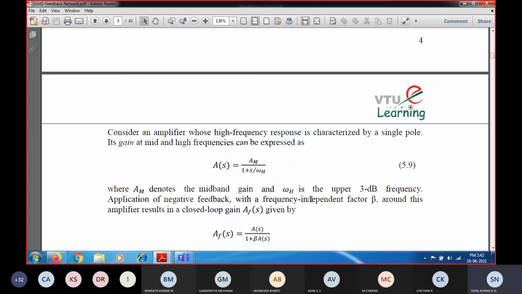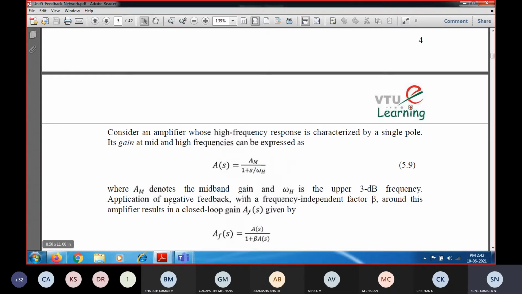So in this case also, for a given amplifier without any feedback, omega h is the 3 dB frequency. So now we need to find what will happen on application of negative feedback. This is without application of negative feedback. So the amplifier is going to have a 3 dB frequency as this one, the transfer function is given, and the 3 dB frequency is just omega h.